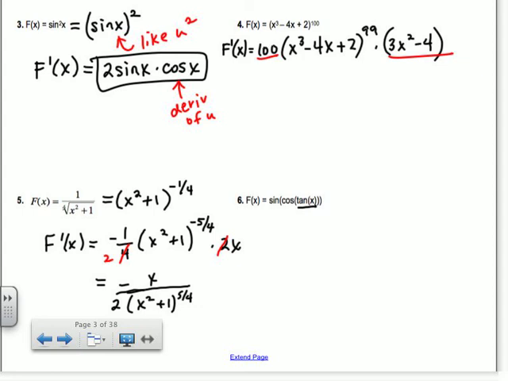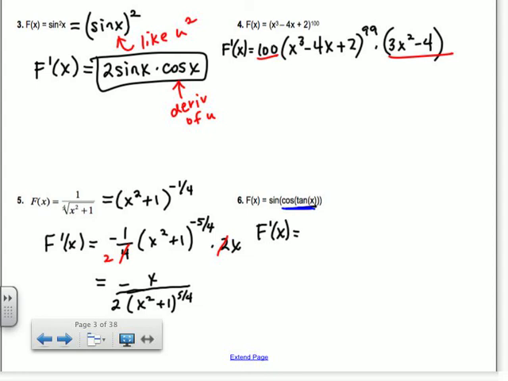So if I was taking the derivative and I'm thinking tangent of x is like a u, my derivative would be f prime of x equals sine of cosine. Oh wait, I've already messed it up. Let me think. Let's do this whole thing.